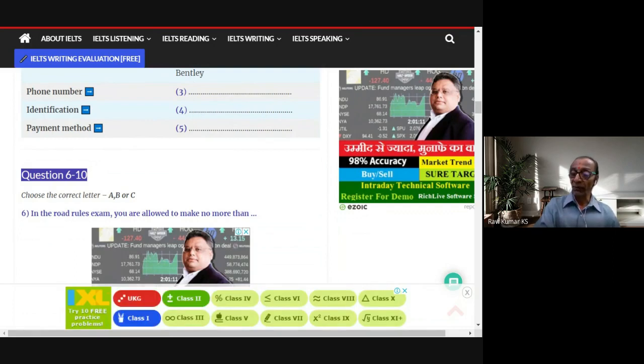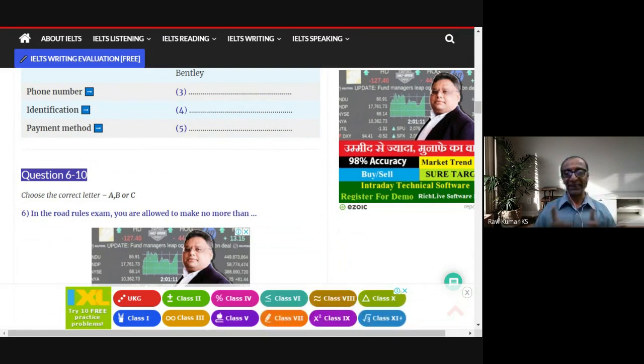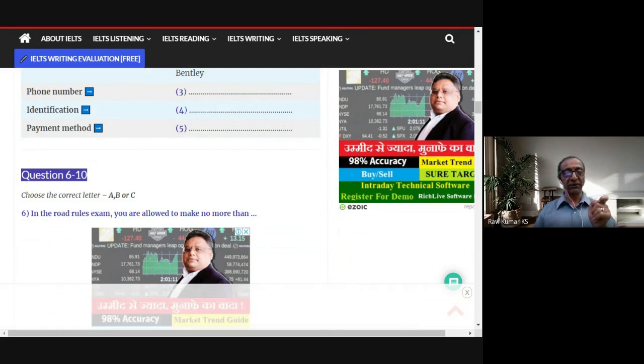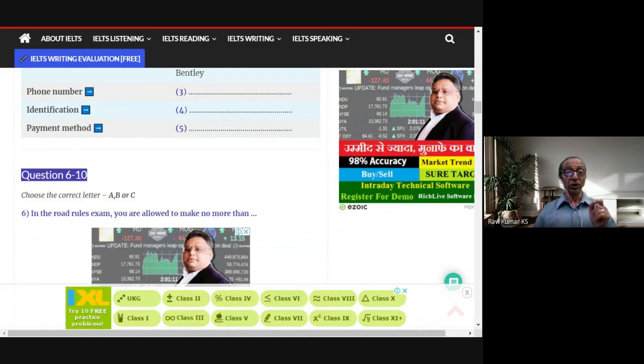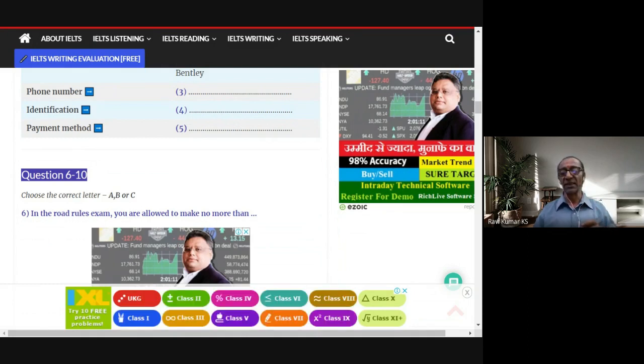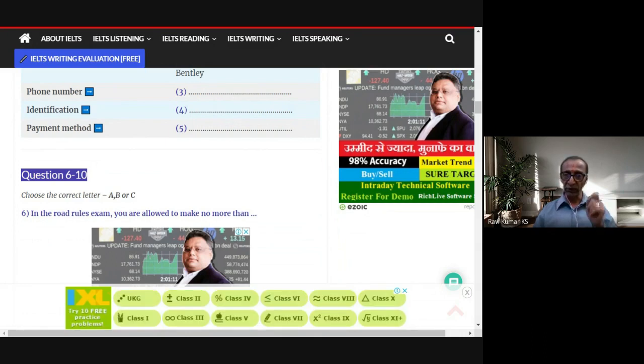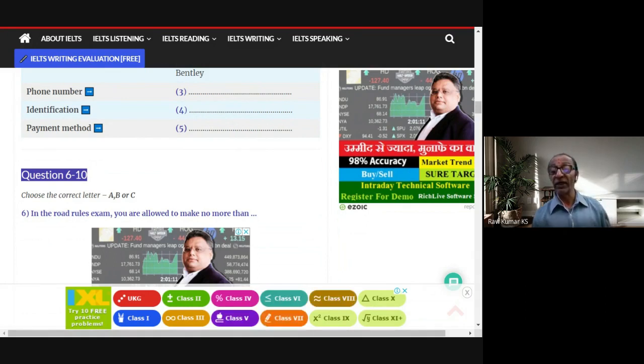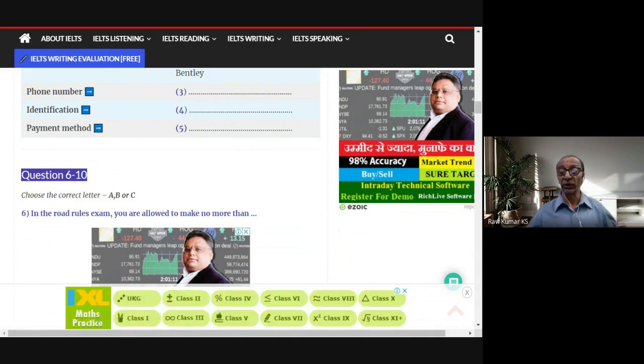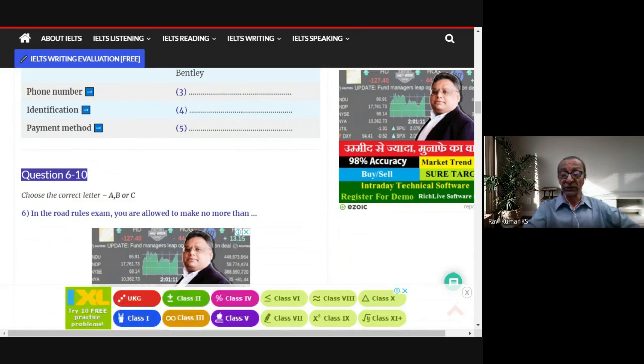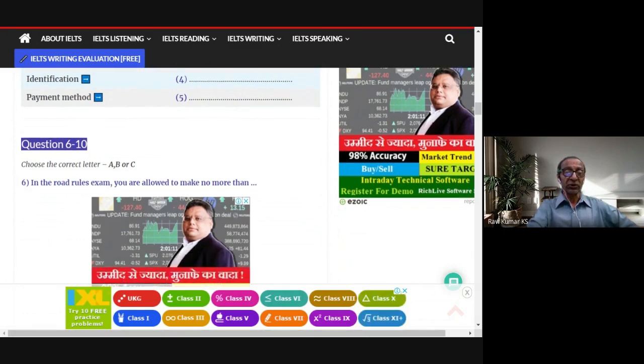Because you will be played the audio only once. You will not be played the audio for the second time. So in the instruction for question number 6 to 10, they're saying to choose the correct letter A, B, or C. So you have to choose only those letters A, B, or C that you are all familiar with, where you write the answers in the day-to-day exam pattern, that is the MCQ, multiple choice questions. So this is the 6th question.